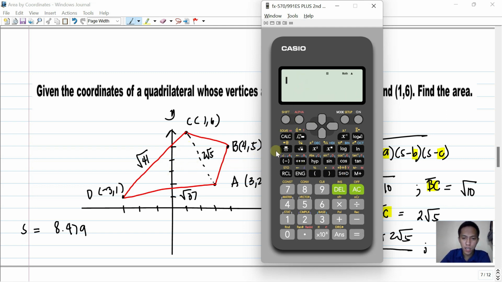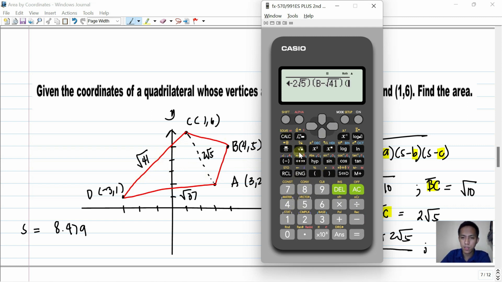So let's compute the area. Square root of the semi-perimeter, which is in B, alpha B, times the semi-perimeter minus one side, so 2 square root of 5. Then the semi-perimeter, alpha B, minus our other side, which is square root of 41.